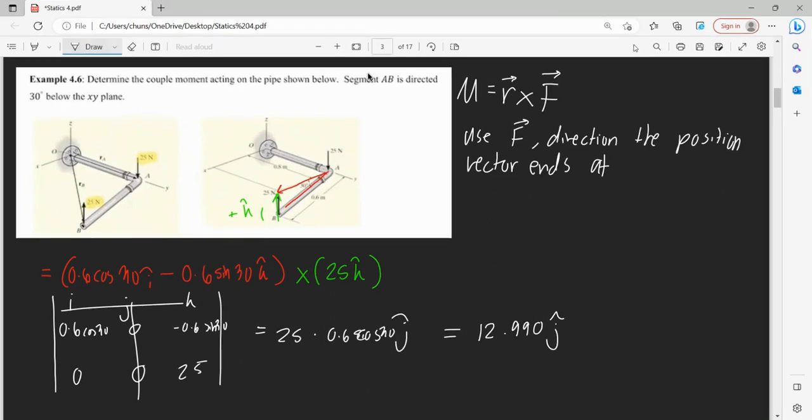And now if we were to add a direction, since we started from our downwards to our upwards and we connect them together, that causes a clockwise rotation, right, if we were looking at it from this point on. So then that gives negative 12.990 j.